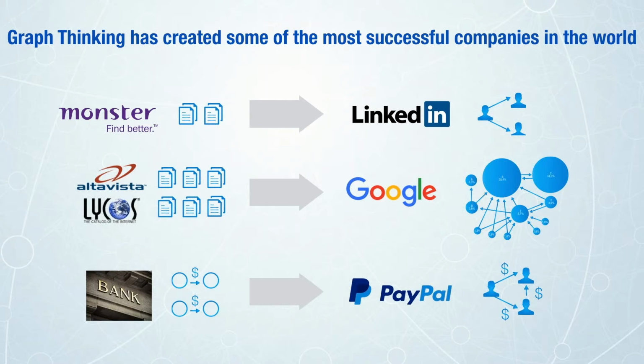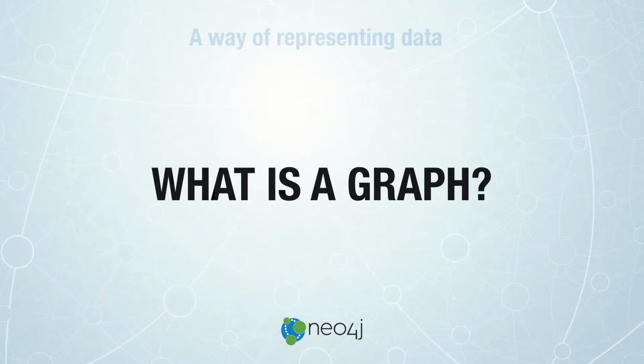We also see how the traditional banks have been taken over by things like PayPal and Venmo, or these services have popularized money transfers and made it a lot easier for people to build those connections between individuals. So a lot of very popular companies have taken graph thinking and applied it to their business. So let's talk about what a graph is.